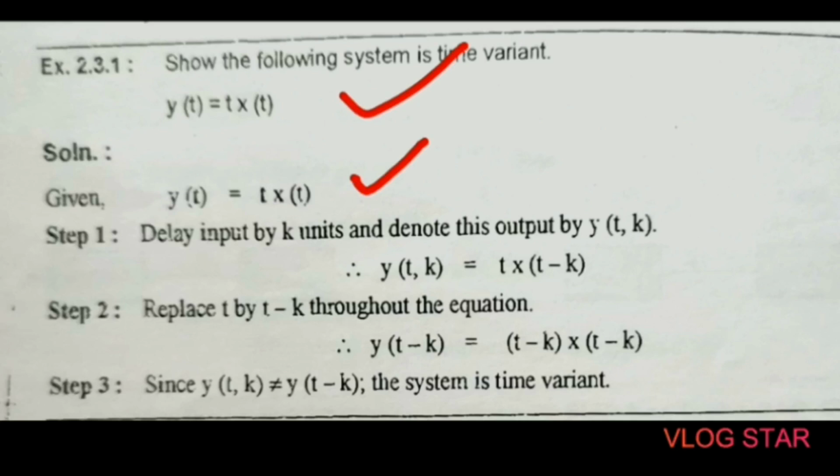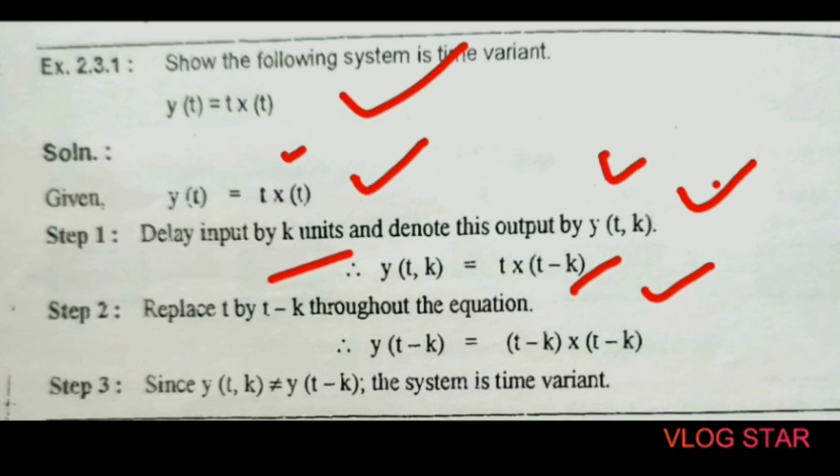In step 1, delay input signal by k units and then denote this output by y of t comma k. So we will get here y of t comma k is equal to t into x of t minus k. Just replace x of t by x of t minus k. In second step, replace t by t minus k throughout the equation. So y of t minus k is equal to t minus k into x of t minus k.